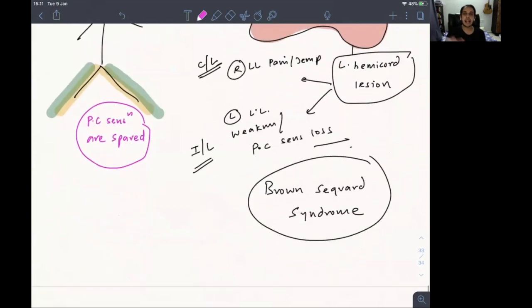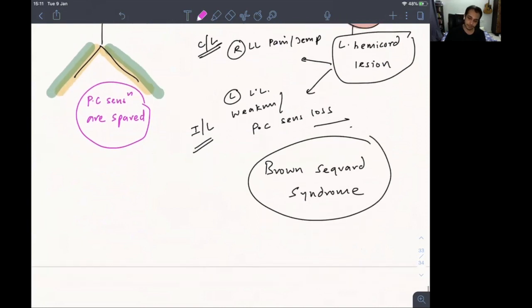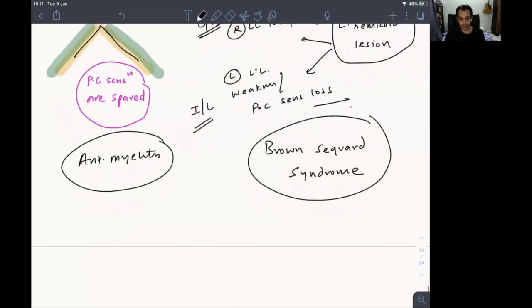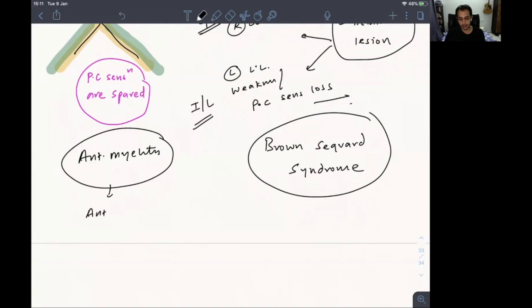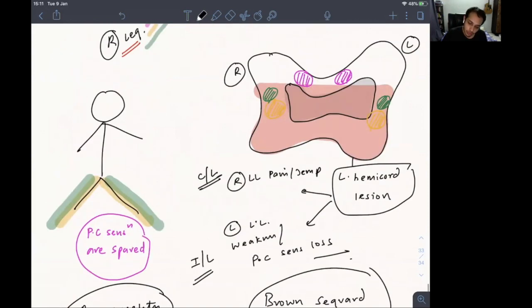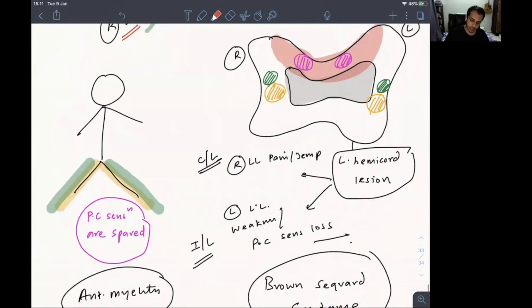So this is called anterior myelitis. And this is seen mainly in an anterior spinal artery thrombosis. Now, let us look at the last scenario, which is involvement of only the posterior tract. So your anterior ones are spared and both your posterior tracts are involved.